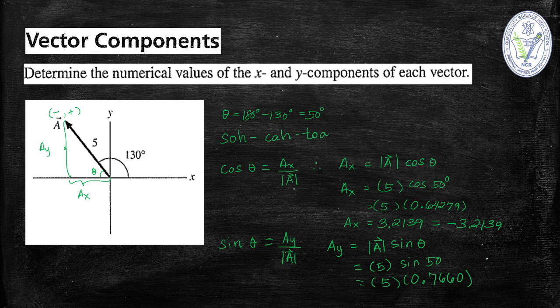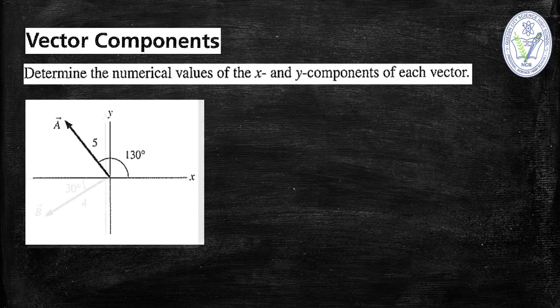So if we multiply that by 5, ay would be equivalent to 3.8302. So to make it more readable, our ax is negative 3.21 and our ay is 3.83. Okay, now let's proceed with the next example.